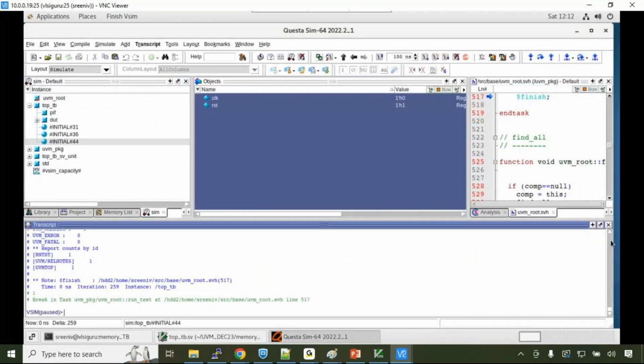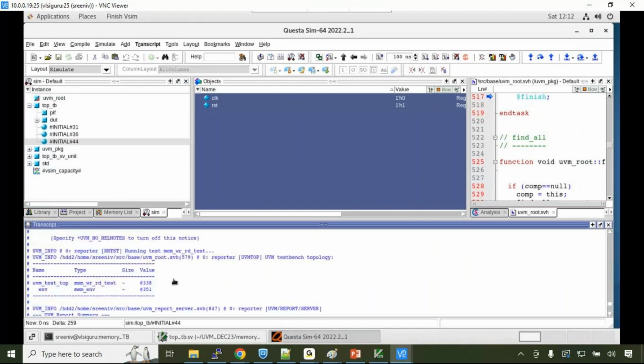What you will notice is the structure is getting printed. It's like a table format. At the top, what do you have? uvm_test_top. That is the name of the test. What type of test is it? Mem write read test. Below test, what do you have? What type of environment is it? Mem environment.